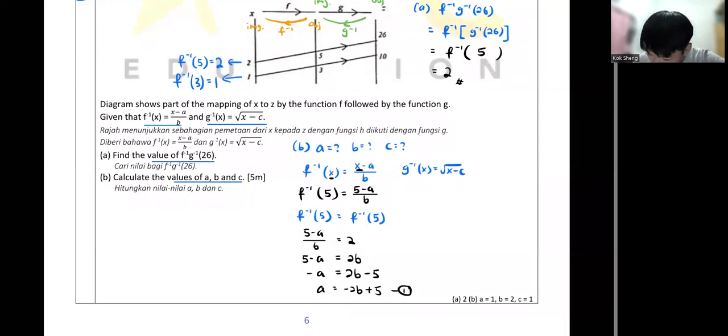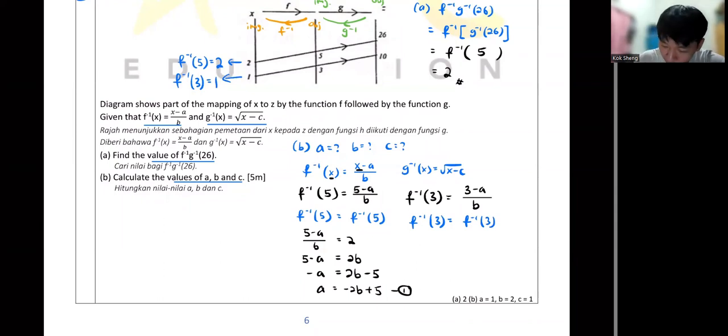Okay, so I continue my step here. Now the object for f negative 1 is 3. So sub into the x. Okay, so now you will have two same f negative 1 of 3. You can both equal, which is over here. 3 minus a over b and 1. Yeah, 3 minus a over b equals to 1.